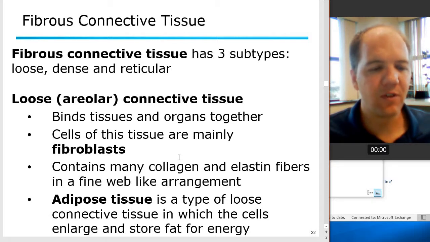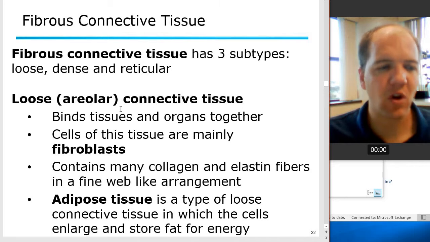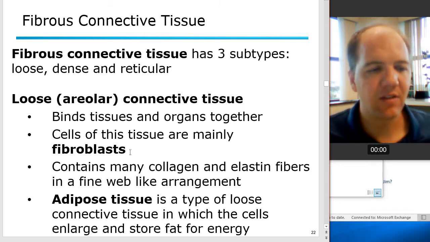So there's different types of connective tissue. The first one we're going to look at is fibrous connective tissue. And there are three subtypes of fibrous connective tissue. There's loose, dense, and reticular. So loose connective tissue, this is also called areolar connective tissue. And the cells of this tissue are called fibroblasts.